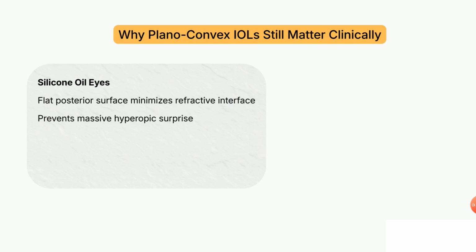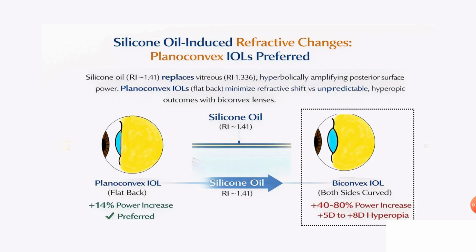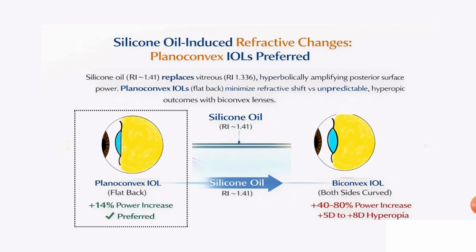The plano-convex lenses are particularly useful in eyes with permanent silicone oil. The silicone oil alters the refractive behavior. If a standard biconvex IOL is used, the posterior curvature creates a very strong refractive interface between the IOL and the silicone oil. This often produces severe hyperopia, sometimes requiring +4 to +8 diopters of correction. However, a flat posterior surface minimizes this refractive mismatch, making the convex-plano IOL the preferred choice in these patients.